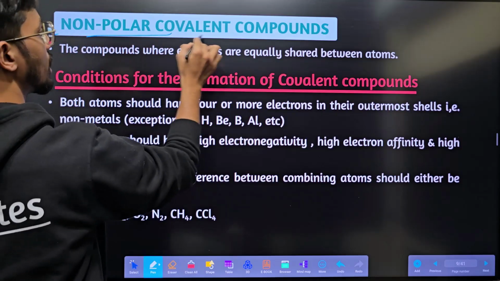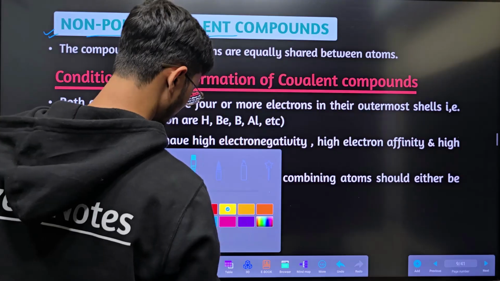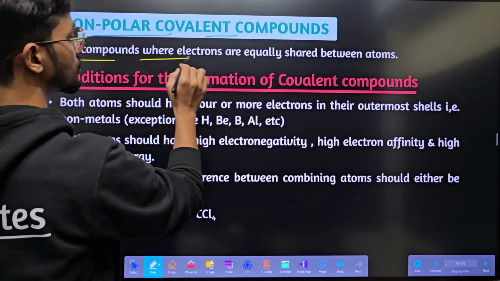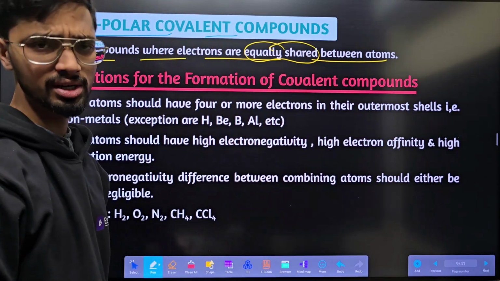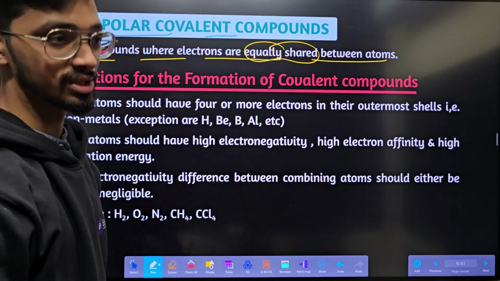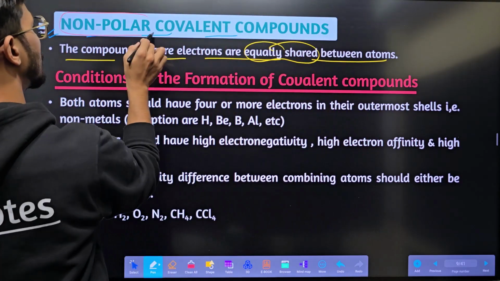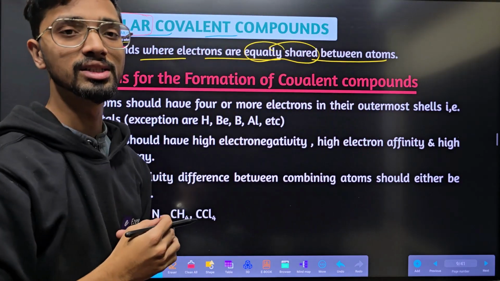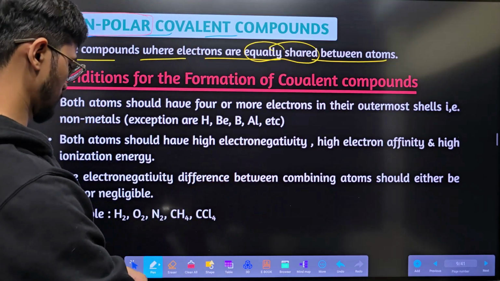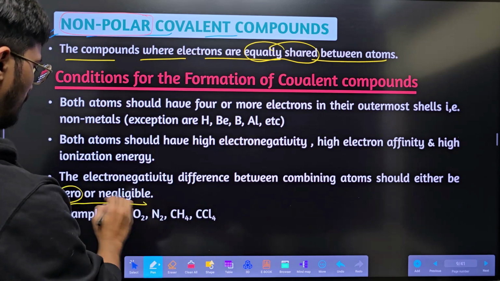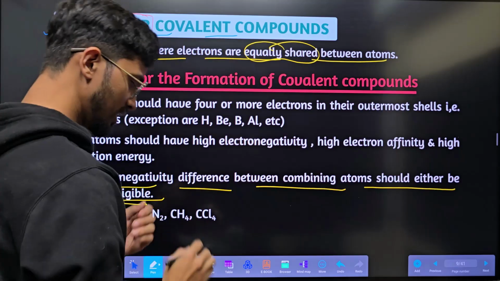Next, non-polar covalent compounds. There are two types of covalent compounds, polar as well as non-polar. The compounds where electrons are equally shared between atoms. Equally shared. What do you mean by equal sharing of electrons? See, non-polar happens when the electronegativity difference is 0, or negligible. The electronegativity difference between the combining atoms should be either 0 or negligible.